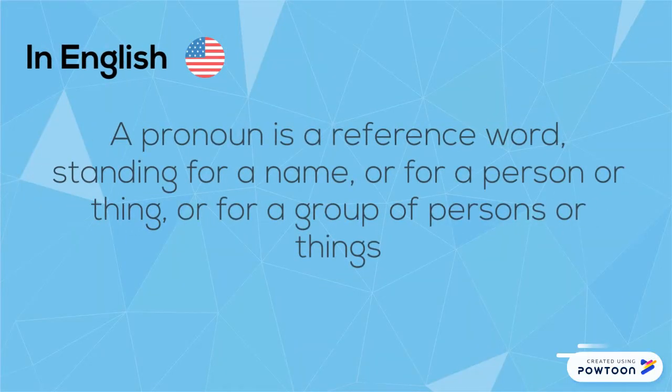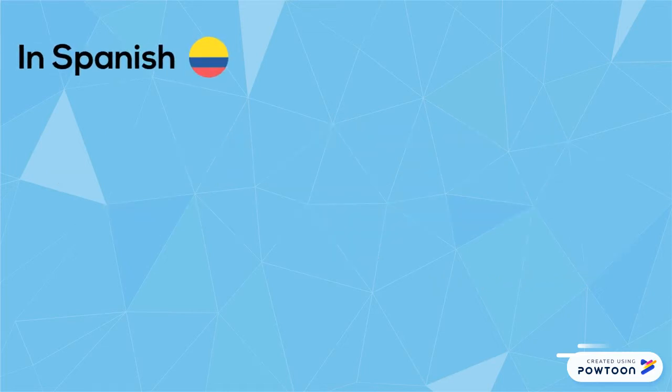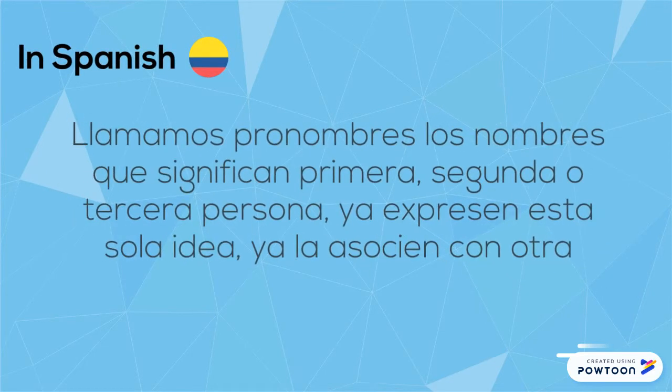According to Baskerville and Sewell, a pronoun is a reference word standing for a name or for a person or thing or for a group of persons or things. According to Andrés Bello, llamamos pronombres los nombres que significan primera, segunda o tercera persona. Ya expresen esta sola idea, ya la asocien con otra.